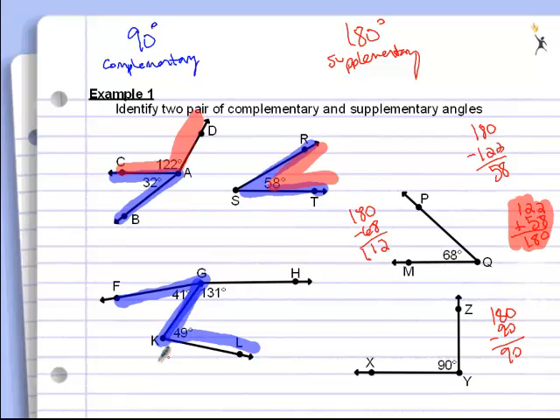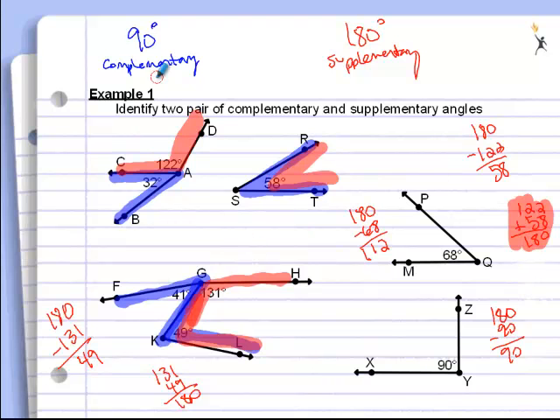I'm going to grab this big one, 131, and I'm going to say, all right, if I take 131 degrees from 180, how much do I have left over? 49. That means that 131 and 49 degrees are supplements. Well, I'm in luck because here's my 131 and here's my 49. So they are supplementary. I identified two pairs of complements that are blue and two pairs of supplements that are red. And all this is just testing your addition, to be honest.